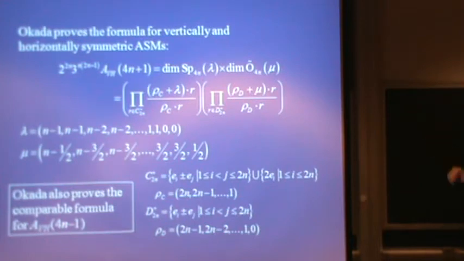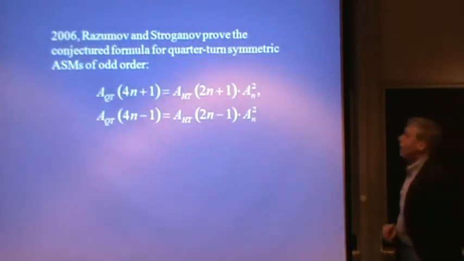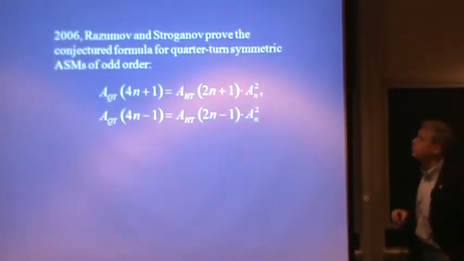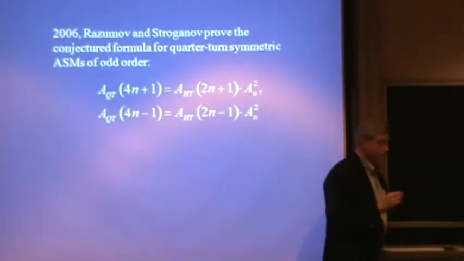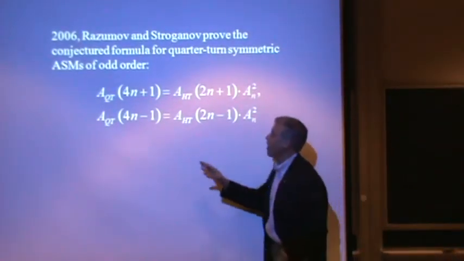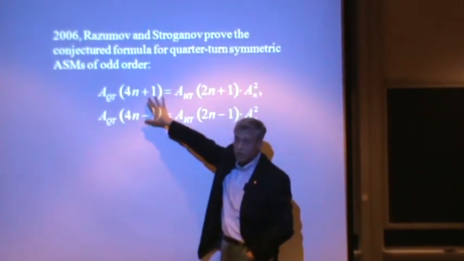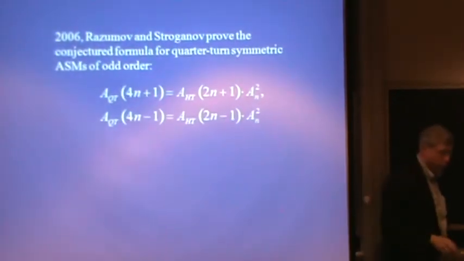So Okada proved the formula for 4n plus 1 and also for vertically and horizontally symmetric 4n minus 1 by 4n minus 1. More recently, physicists Razumov and Stroganov proved the conjectured formula for quarter-turn alternating sign matrices. If you'll recall, Greg Kuperberg proved this in the case of 4n by 4n. Razumov and Stroganov also proved the formulas in the case of 4n plus 1 by 4n plus 1 and 4n minus 1 by 4n minus 1.